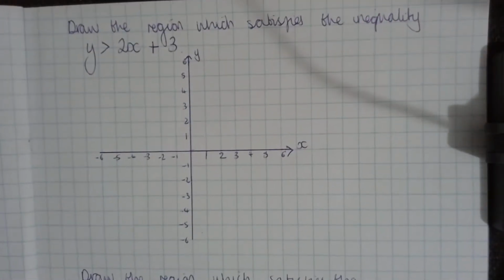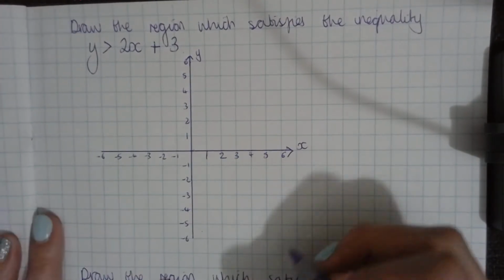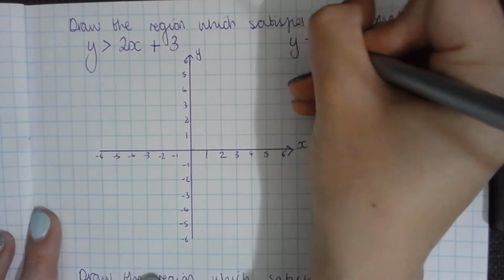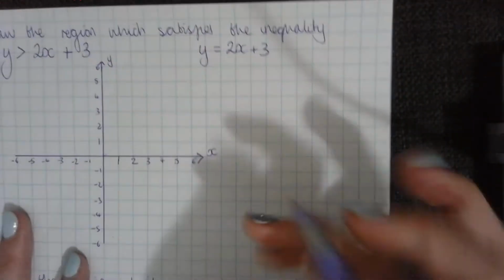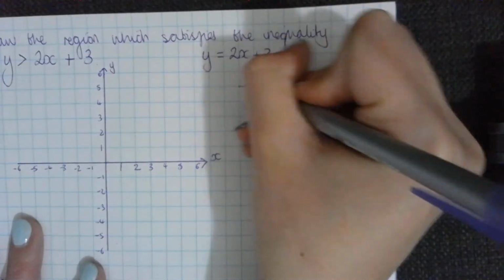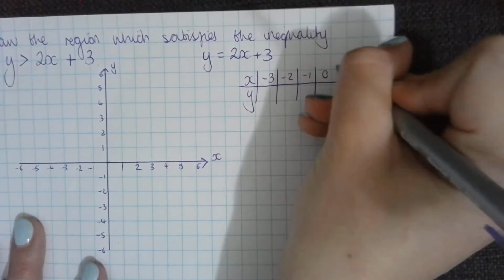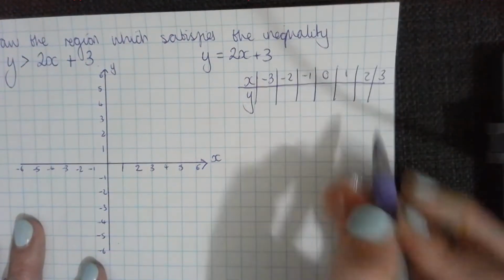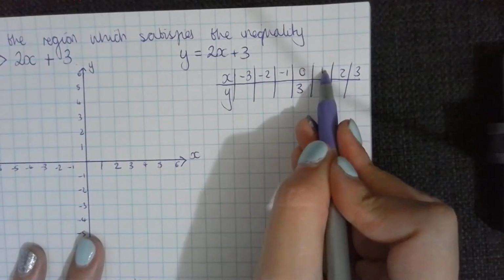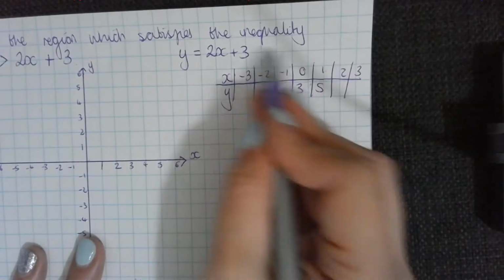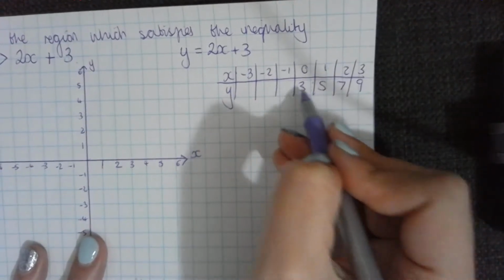Next, we need to draw the region which satisfies the inequality y is greater than 2x plus 3. So we need to draw the graph of y equals 2x plus 3. Now, if you remember, we need to use a table of values. So we've got x and y. We usually go from -3, -2, -1, 0, 1, 2, 3. 0 is easiest. 2 times 0 is 0, plus 3 is 3. 2 times 1 is 2, plus 3 is 5. 2 times 2 is 4, plus 3 is 7. And 2 times 3 is 6, plus 3 is 9. So 9, 7, 5, 3.